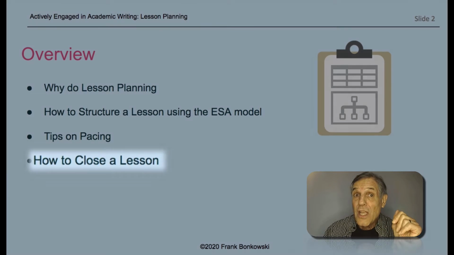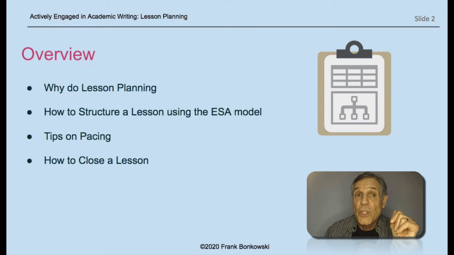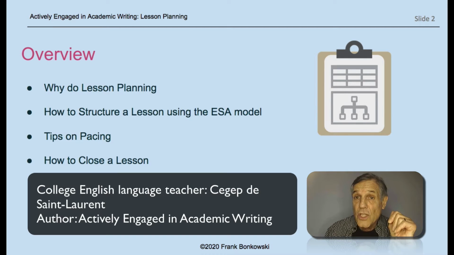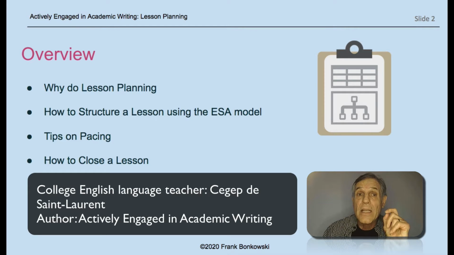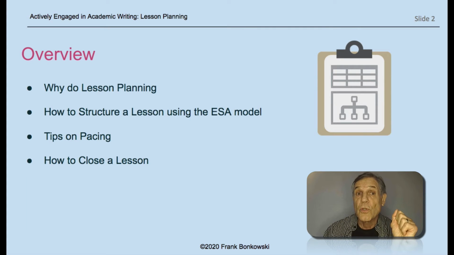Hi, my name is Frank Bunkowski. I'm a college English language teacher at Cégep Saint Laurent in Montreal, and I'm also author of a college textbook called Actively Engage in Academic Writing, published by Bokomaru Publications, and the book is geared to intermediate and advanced English language learners.